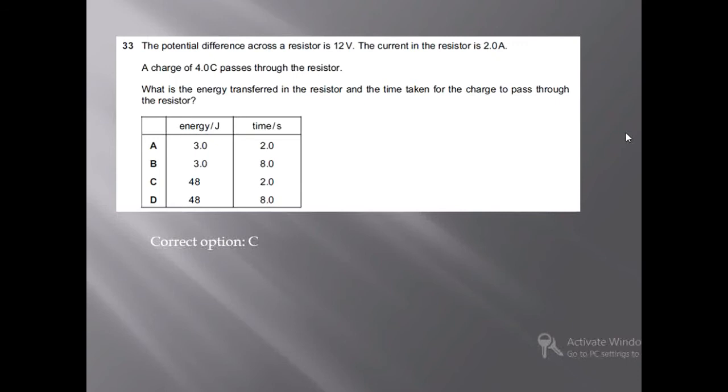To find out whether C is correct or D, we are going to calculate time. In order to calculate time, we are going to use the equation for current, that is I is equal to Q by T, and making T the subject, it becomes T is equal to Q over I, where Q is 4 coulomb and current is 2, and when 4 is divided by 2, the time comes to be 2. It means that option C is correct. I hope it is clear to you.